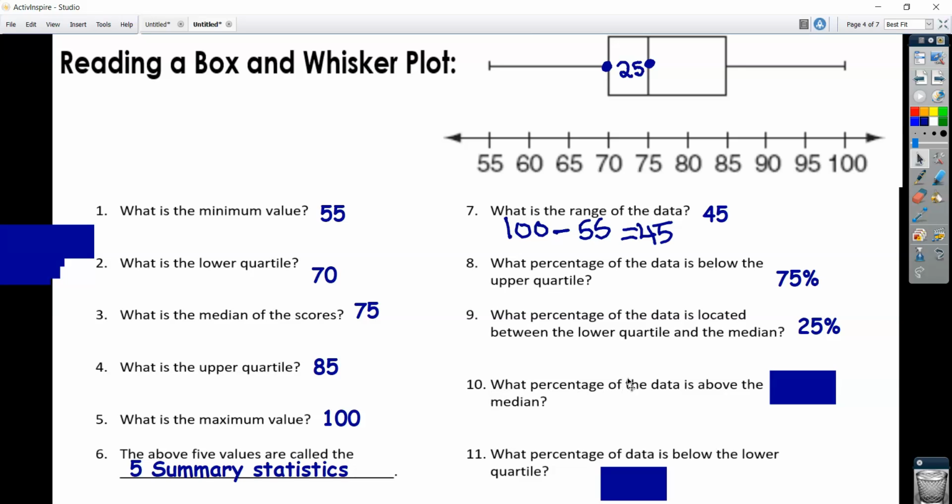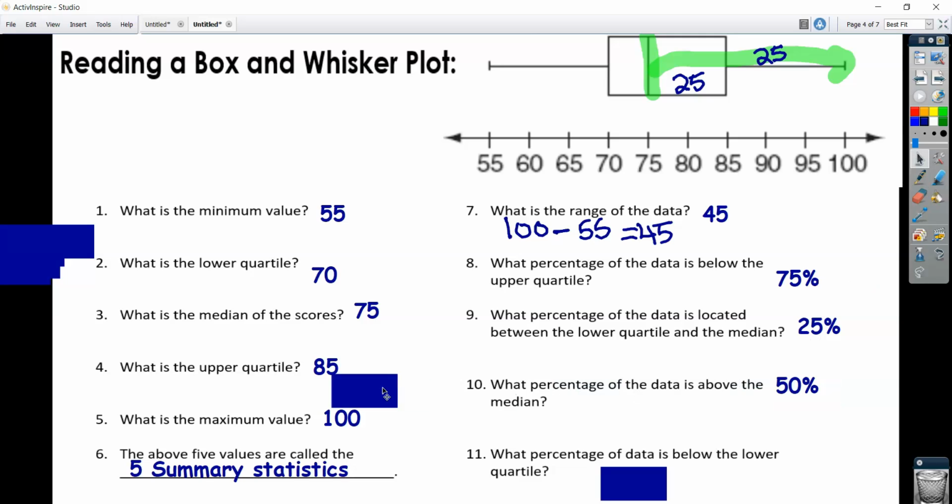Second to last one, it says, what percentage of the data is above the median? So now we're trying to look above the median. So the median is here in the center. If we want to look above, we're looking at this section right here. And this one should actually be an easy one, because if the median is in the middle, that means there's got to be 50% of the data above that median. And if you want to think about it, if you look at it, this section is 25, this section is 25, so that also makes sense. So we should have 50% of the data that is above the median.